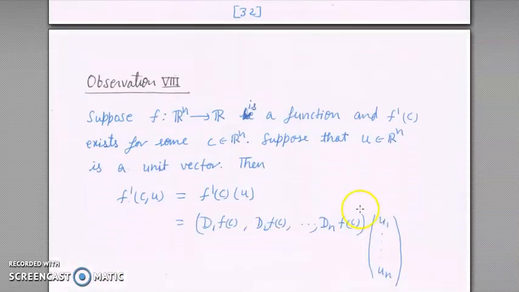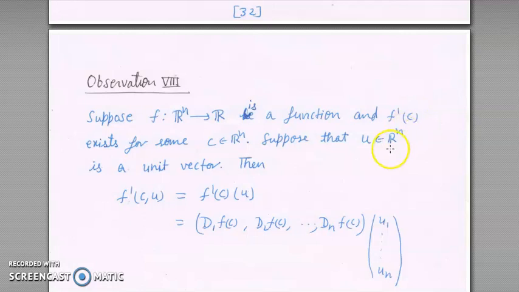Now let me come to an observation. Suppose f is a function from Rn to R and its total derivative at a point C exists, where C is a point of Rn.